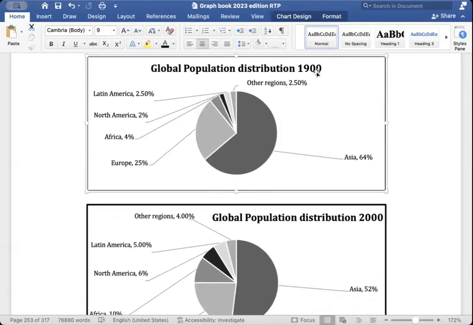It is 1900, it is 2000. So what is the span? 100 years, or you can write it 1 century. Is it clear?